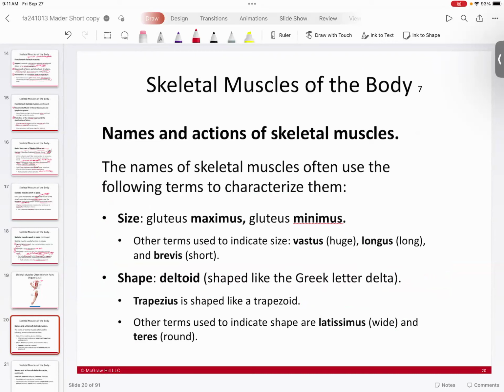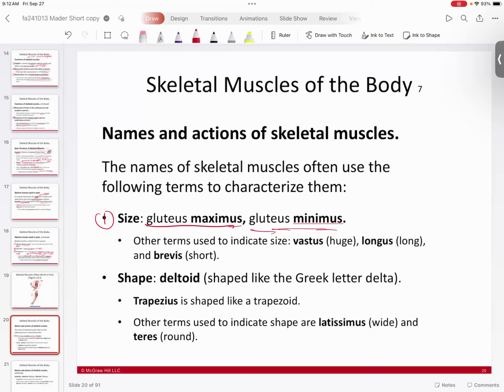So when we get to name muscles, we oftentimes will name them after a couple of conventions. Number one, we can name them after size. For instance, your gluteus maximus, which is your buttocks muscle, the one you sit on, right? So gluteus basically is a gluteal. Maximus means it's large. You also have a gluteus minimus and a gluteus medius. So the minimus is going to be a smaller muscle.